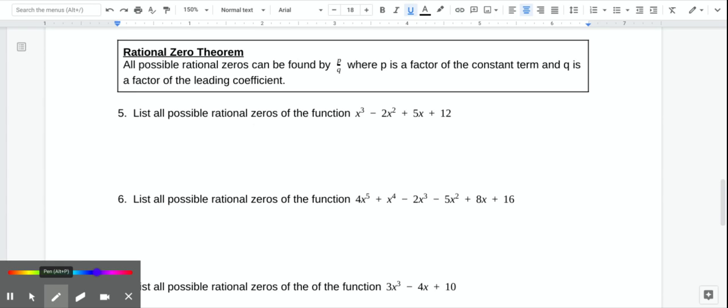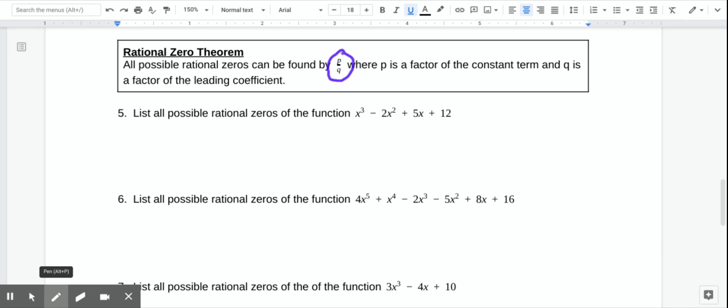So that's where this theorem is going to come in. It's called the rational zero theorem. And it's a way to find all the possible rational zeros. Now, it doesn't guarantee that these are all zeros, they're just possibilities. And the way we do that is this P over Q. P are the factors of the constant term, and Q is the factor of the leading coefficient. So let me show you how this works.